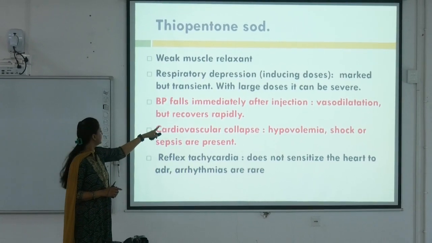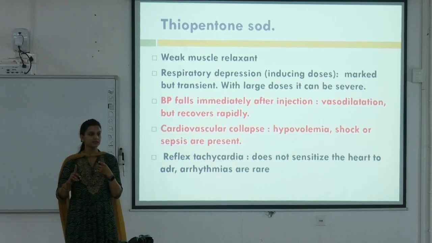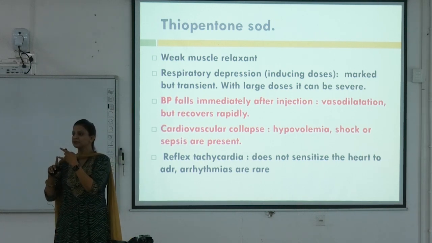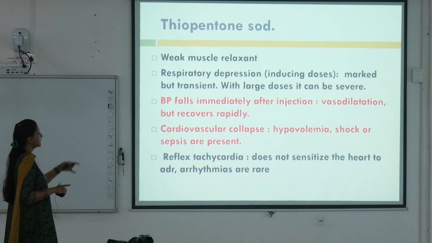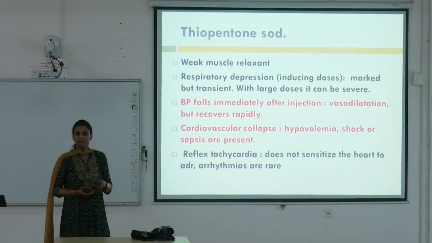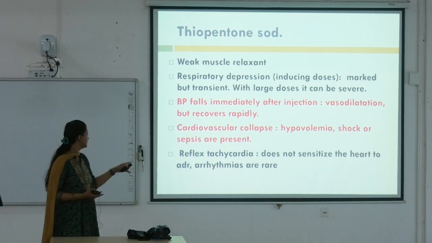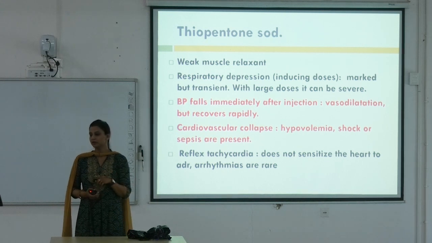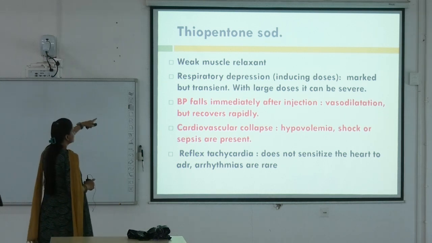Respiratory depression is marked. BP falls immediately. Cardiovascular collapse can occur because of the hypovolemia. So these are the disadvantages. কি কি হচ্ছে? একটা হচ্ছে CNS depressed, cardiovascular system এ কি করছে? BP hypotension করে দিচ্ছে, hypovolemia করে দিচ্ছে, cardiovascular collapse করে দিতে পারে। Okay, reflex tachycardia, but it does not sensitize the heart to adrenaline. তাই জন্য কি হবে না? Arrhythmias doesn't occur. Arrhythmia will not occur because it doesn't sensitize the heart to adrenaline. So these are the advantages.